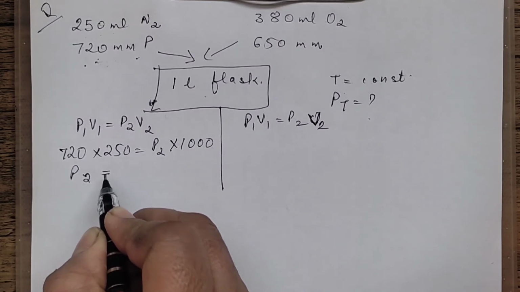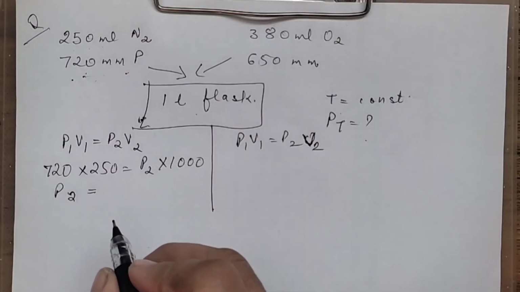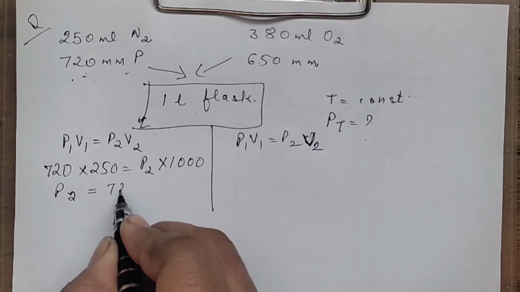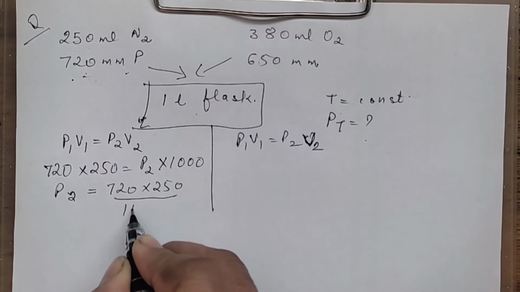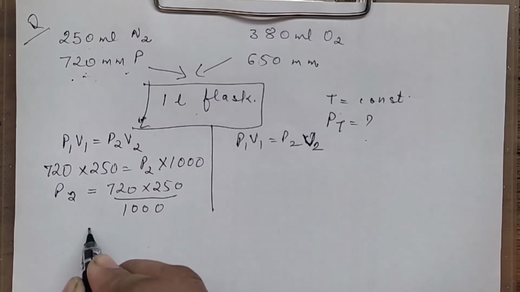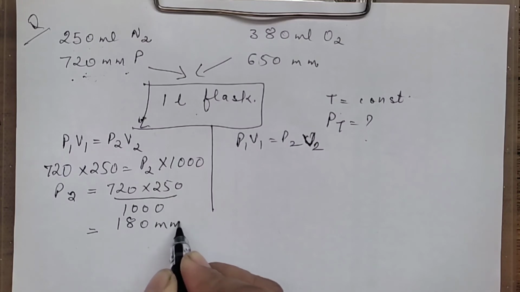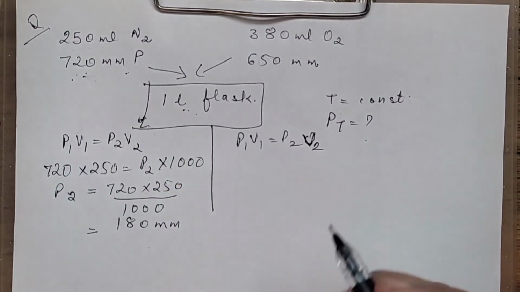This P2 we have to calculate, right? Now when you solve this, it comes out to be P2 is equal to 720 into 250 divided by 1000. Okay, so when you solve it, you will get it as 180 millimeter, because volume became 4 times, so the pressure will reduce to 1 by 4.